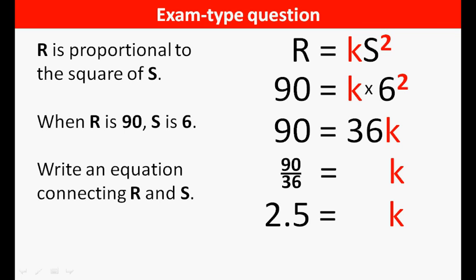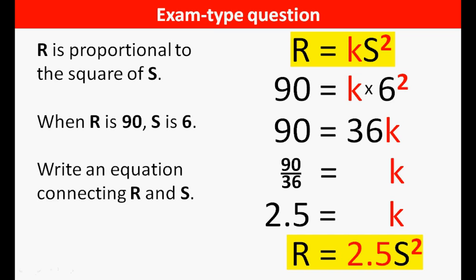So the equation connecting R and S, well, we saw in general terms it was going to be R equals something times S squared. And now we've figured out what that something, that K, is. We can say that the relationship is that R equals 2.5 S squared. So the equation connecting R and S is R equals 2.5 S squared.